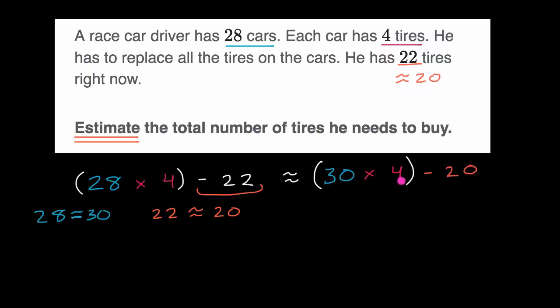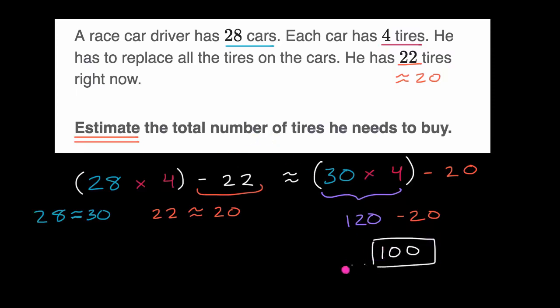3 times 4 is 12, so 30 times 4 is 120. So this part right over here is 120. And then you subtract 20 from that. Well, 120 minus 20 is going to be 100. So if I were to estimate the total number of tires he needs to buy, it would be about 100 tires.